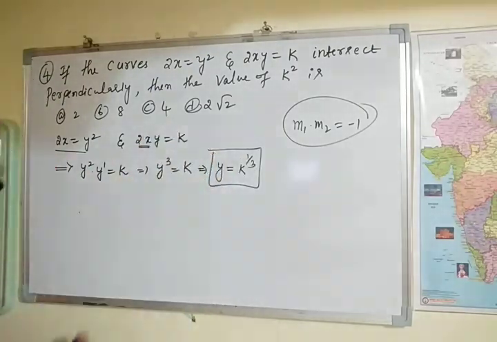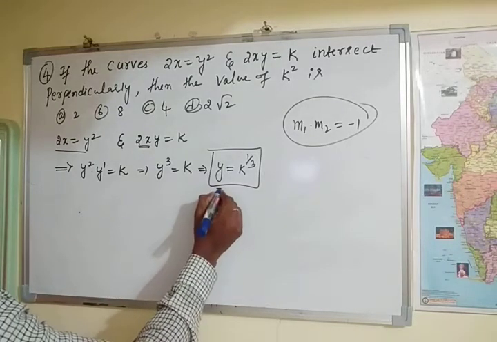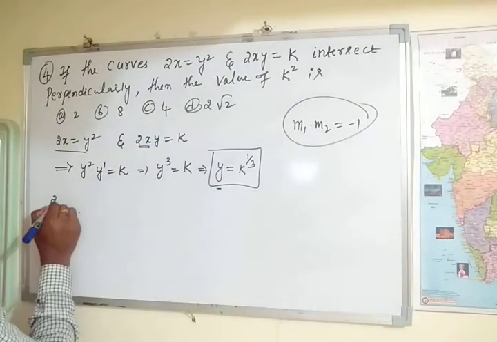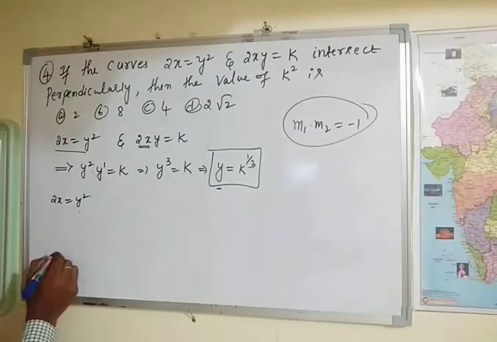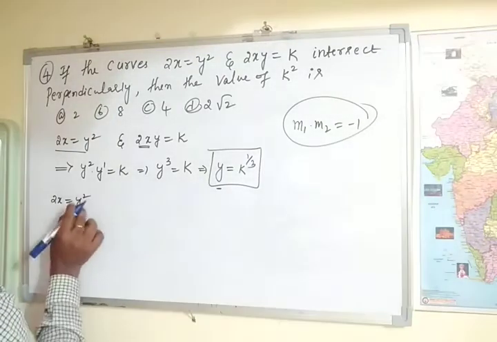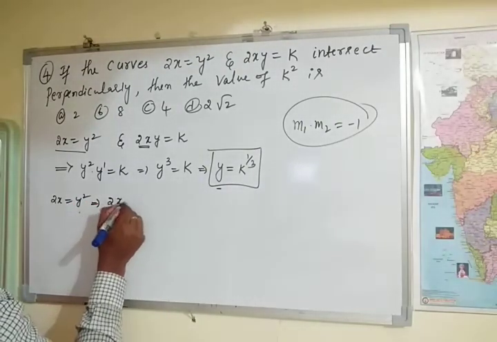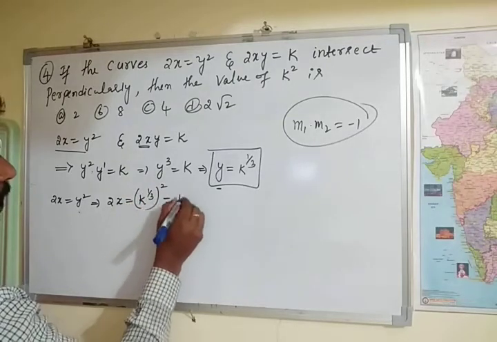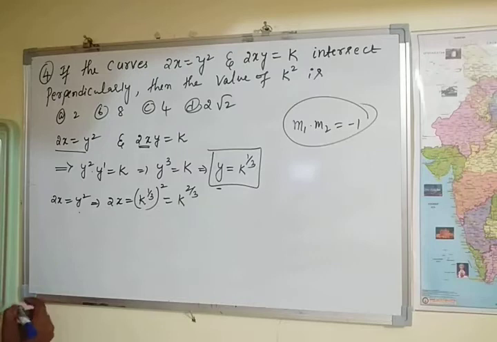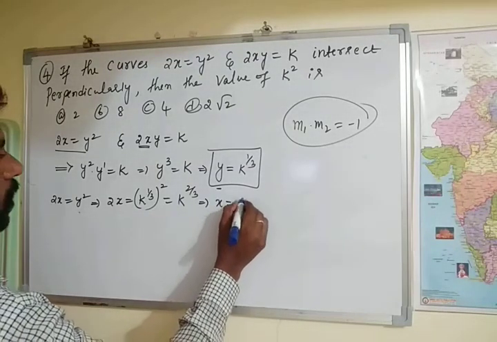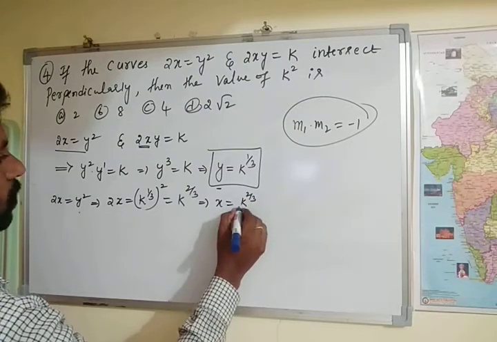Here we have to find the point x comma y, x1 comma y1 form. Now this y value we substitute in the first curve, 2x is equal to y square. In the place of y, substitute k to the power 1 by 3. This becomes 2x is k to the power 1 by 3 whole square, which is equal to k to the power 2 by 3. This is the value of 2x. Now this implies x is equal to k to the power 2 by 3 divided by 2.